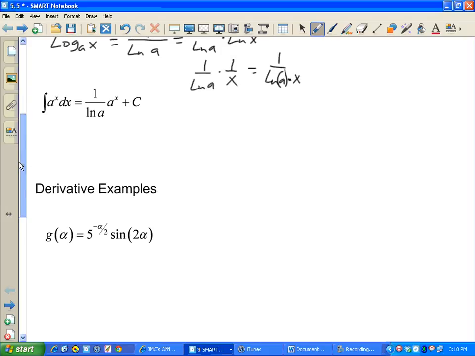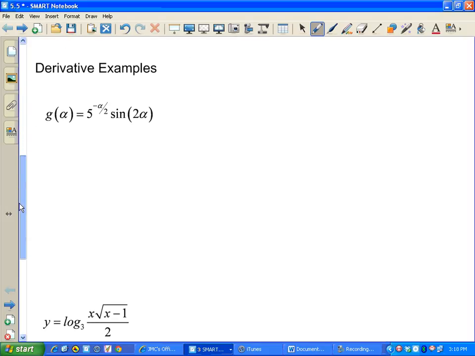So let's just look at a couple examples. I'll do 2 derivative examples, and then I'll do an integration example. So, derivative example. I want to take the derivative of this thing. I can already see I've got a product here, so I'm going to be doing the product rule.